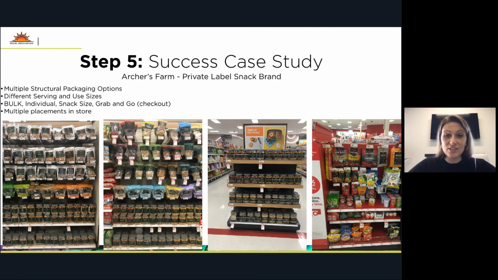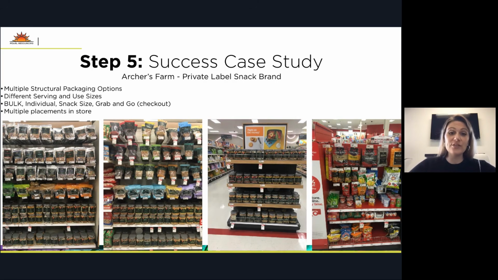The third photo is actually a photo of an end cap near that same snack aisle, where they are giving people, as they're walking past, a reason to turn down that aisle and buy that product. And so they are increasing their sales velocity of this specific product by putting it in multiple places in the store.